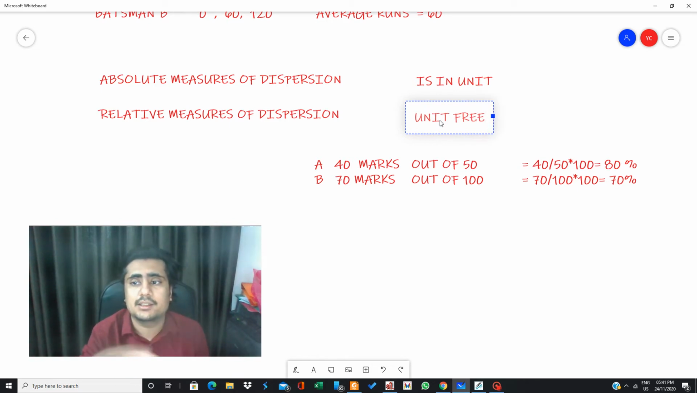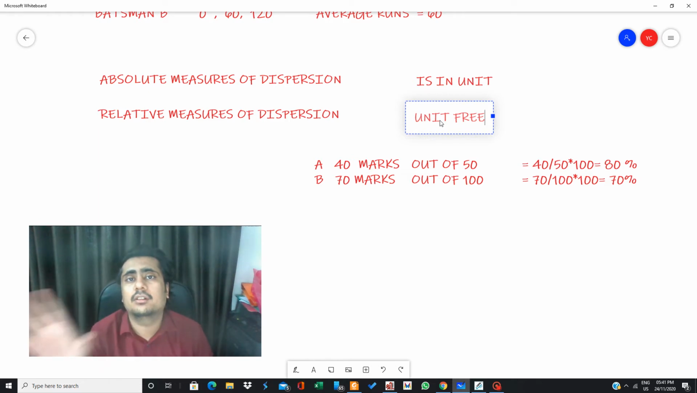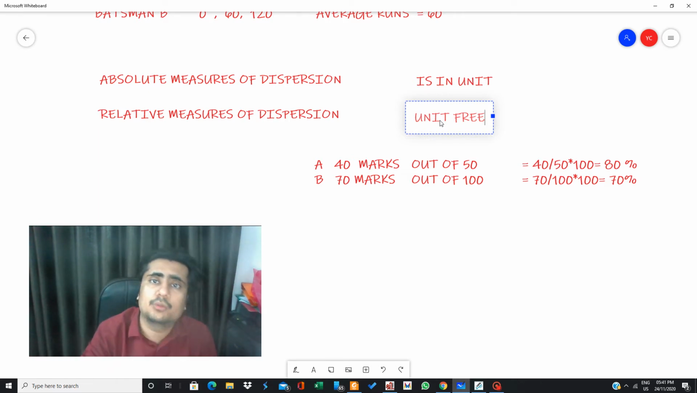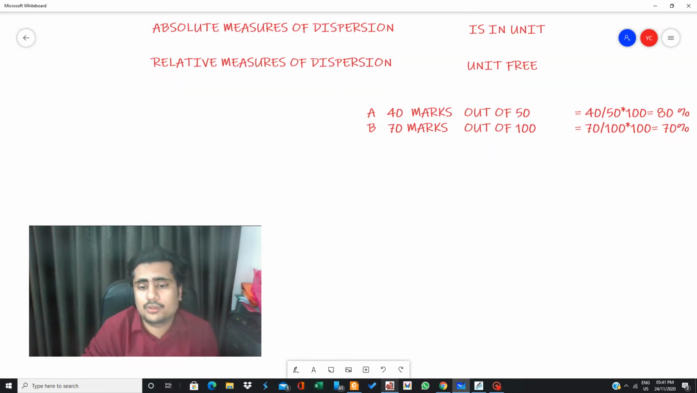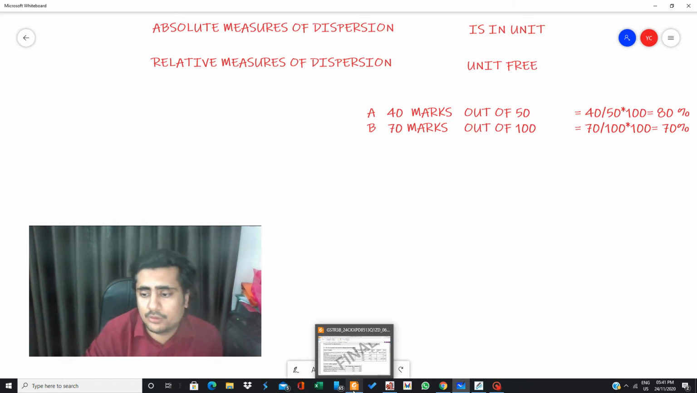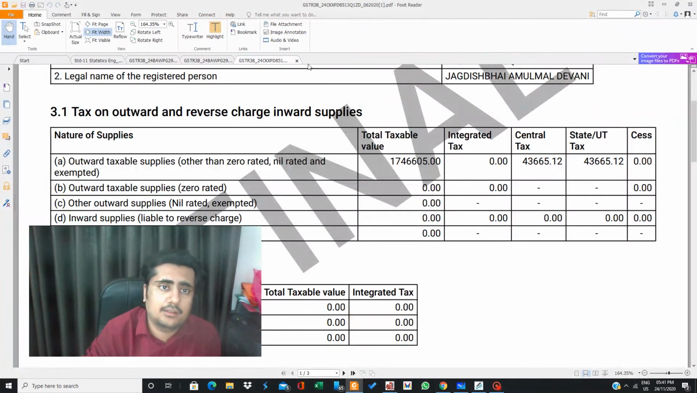See, this percentage is unit free. 80% is not in any kind of unit. It's not marks or height or weight. So that is a unit free measurement. Absolute measure means it should be in unit. If you are writing 5 kg, that means it is an absolute measure, measured in the unit. And relative measure means it is not in any kind of unit. So these are two types of measurement, absolute measure and relative measure.